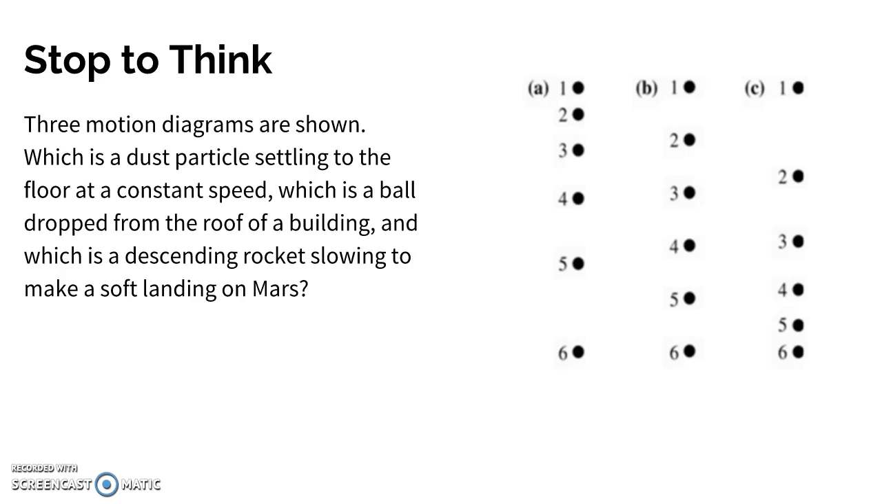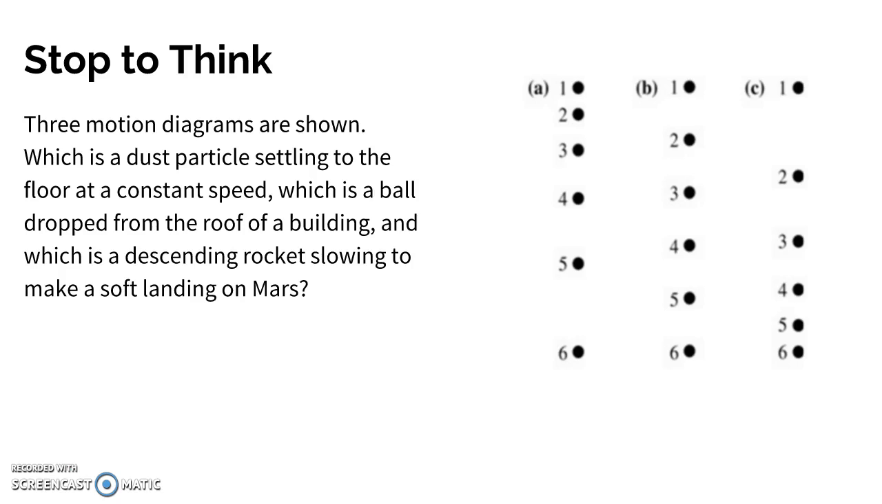All right, so let's analyze the dust particle first. The problem says that the dust falls at a constant speed. So it's moving at a constant speed. We're going to have equally spaced time intervals and equally spaced dots. So we cover the same amount of distance in the same amount of time. It's not going faster or slower, it's traveling at the same speed. So that's going to be option B, right? The dots there are equally spaced, so it's moving at a constant speed.